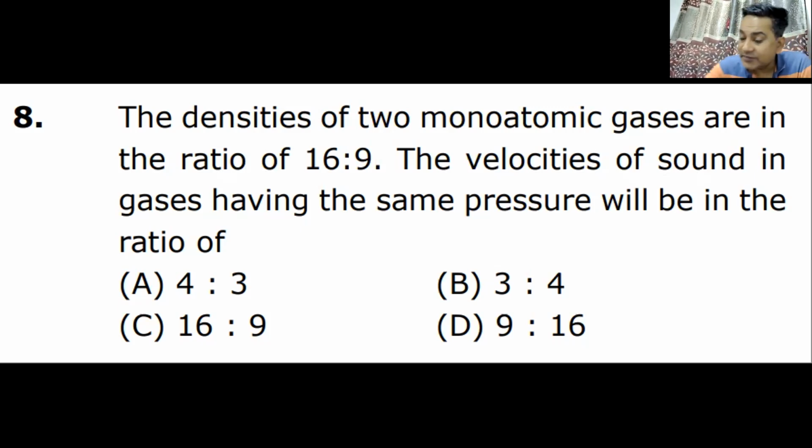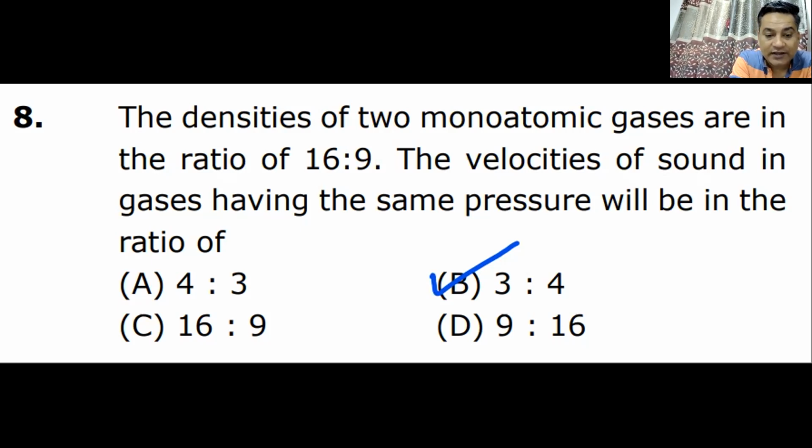And the answer is definitely 3:4. Remember, it is inversely proportional to root of density. If the density is more, speed is less. If the density is less, speed is more. Do we understand this? Yes or no? No, yes. Well done, bacha. Well done. These are the types of questions that come.